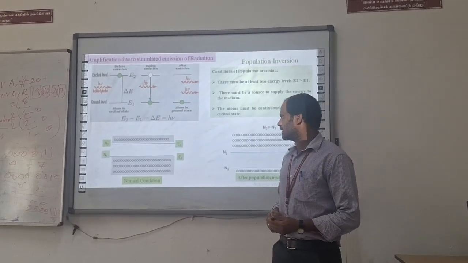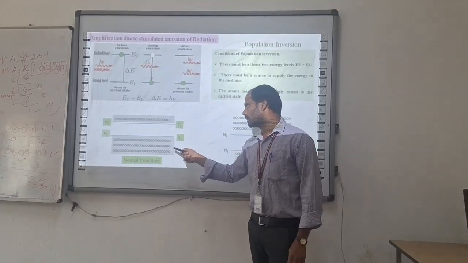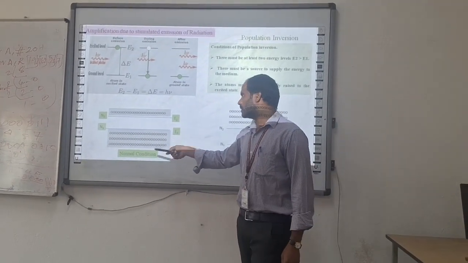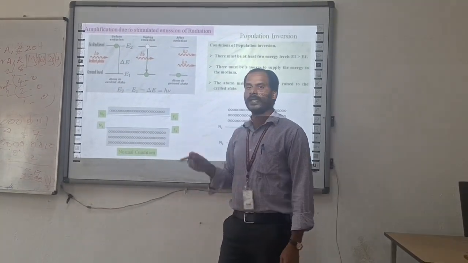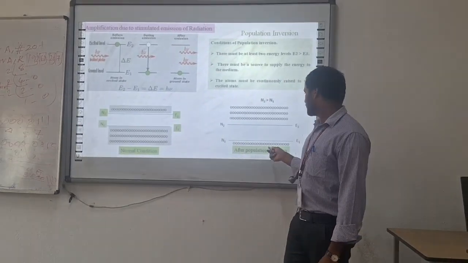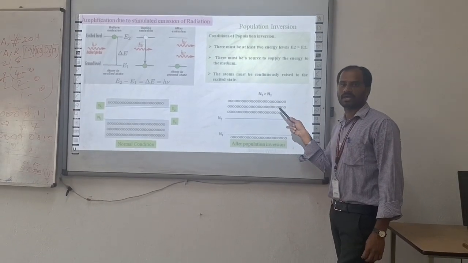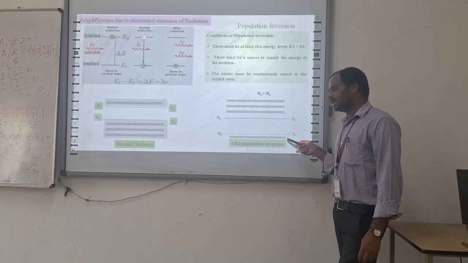In population inversion, under normal conditions a large number of atoms fill the ground state level, and only a very small number of atoms fill the excited state level. After population inversion is achieved, the higher energy state has more atoms than the lower energy state levels.